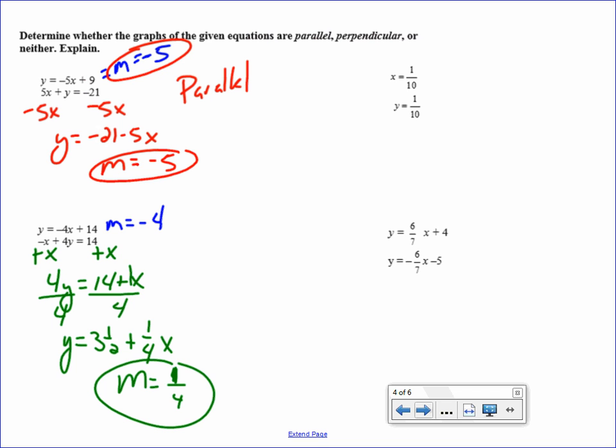So I got a slope of 1/4, I got a slope of -4. Those two lines there are going to be opposite reciprocals, so these are perpendicular lines.